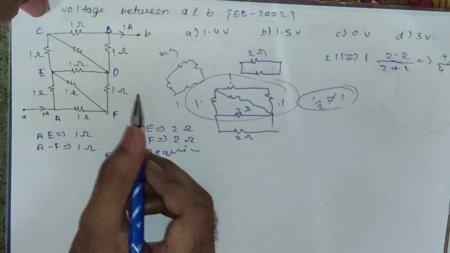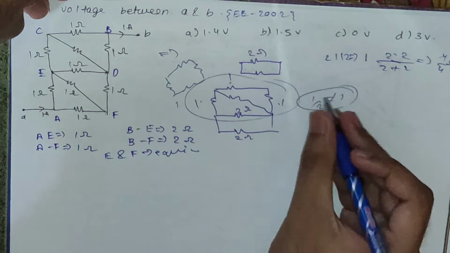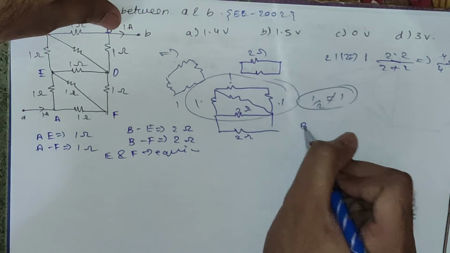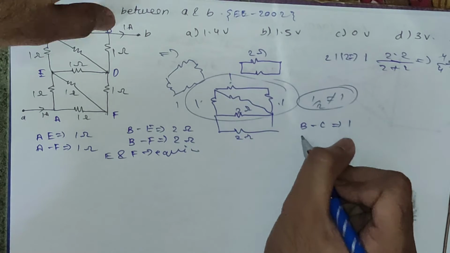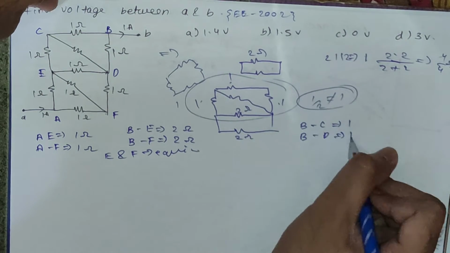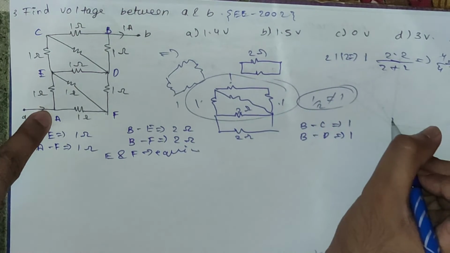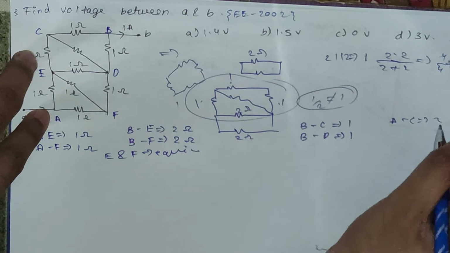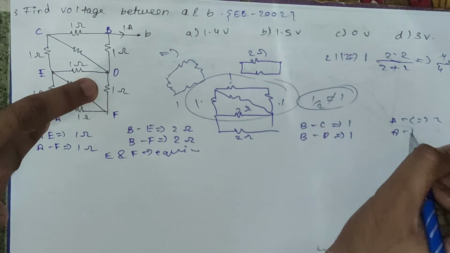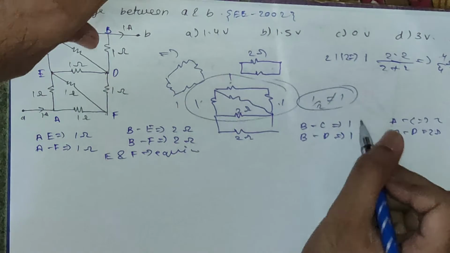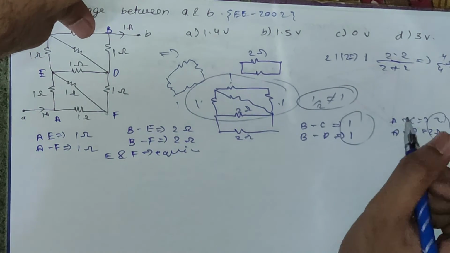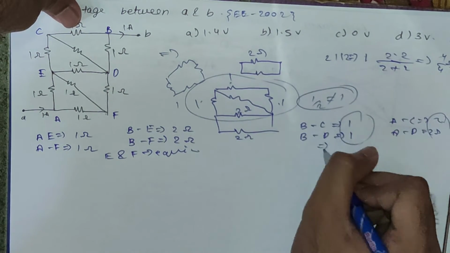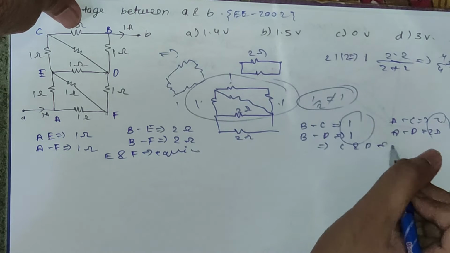Okay, now similarly if we check for C and D, from B to C you can see we have 1 ohm, from B to D you can see we have 1 ohm. Similarly if we check from A, we can say A to C is 2 ohm, A to D is 2 ohm. Okay, so you can see we have the same distance from starting as well as ending. So we can say C and D are also equidistant points.